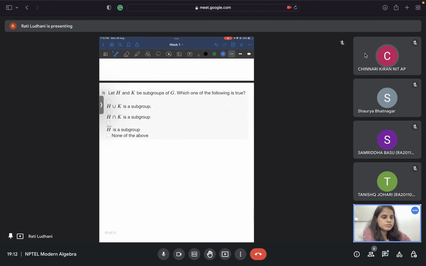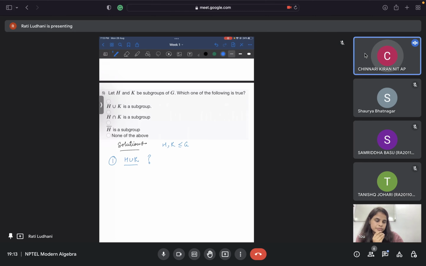I'll go to the last question very quickly. If you help me, I'll do it very fast. H and K are subgroups of G. This is the notation. Which one of the following is true? First, is H union K a subgroup or not? If HK is equal to KH, then H union K is a subgroup. So that is a condition, right?